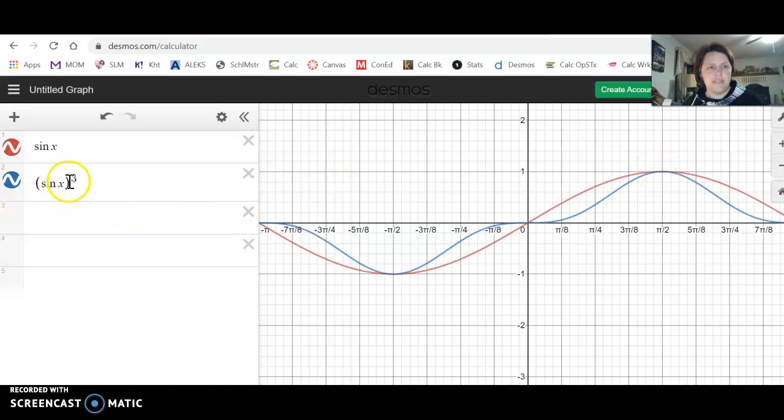When you put them into Desmos, you have to put the cubed on the outside. You can't put the cubed on the inside of the sine. We want to find the area between the two curves between 0 and pi over 2. In that whole region of our domain, sine of x is greater than sine cubed of x. So we'll do sine x minus sine cubed of x.